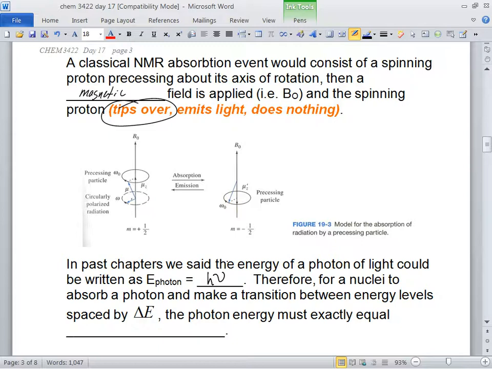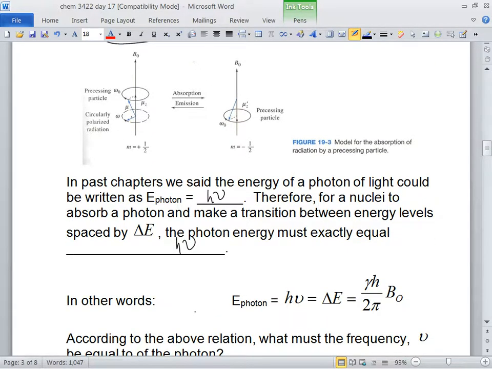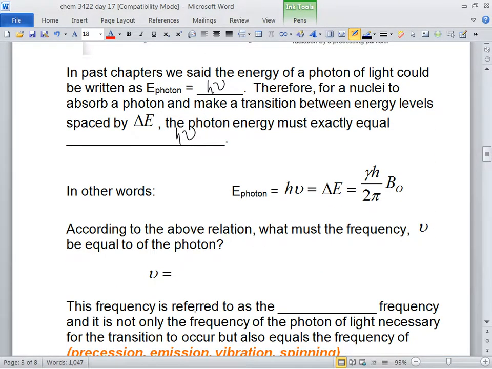Therefore, for a nuclei to absorb a photon and make a transition between energy levels spaced by delta E, the photon energy must exactly equal delta E. Same thing, right? Okay. So in other words, E photon equals h nu, which has to equal delta E, which has to equal that equation that Andy read. So according to the above relation, what must the frequency be equal to of the photon?